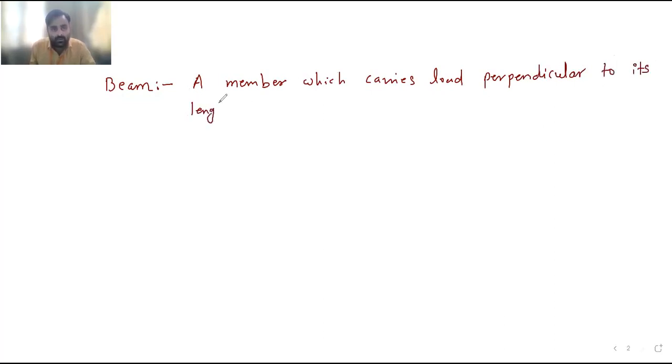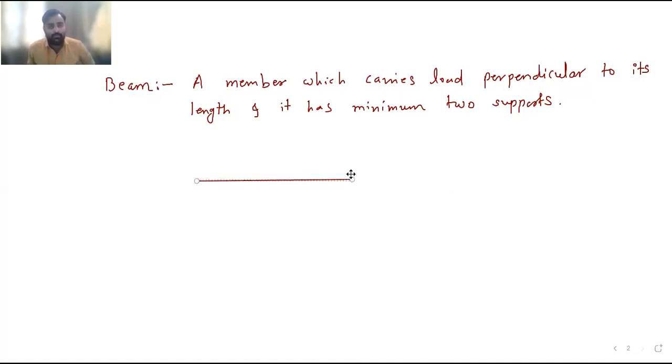And it has minimum two supports. So this is called a beam. Minimum two supports. You can write it further. So what I want to say here, see, a structural member, which is having minimum two supports. These are the minimum two supports which we have provided over here at points A and B. Then it carries a load perpendicular to its length.